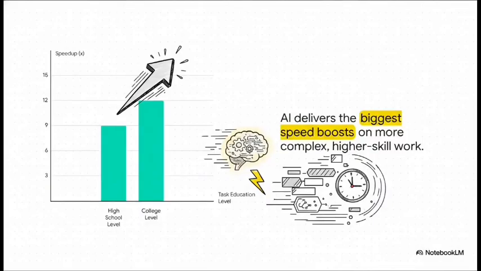First up, the really good news, especially if you're excited about productivity. The data shows that AI gives the biggest speed boosts on the hard stuff, the more complex, higher skill work. Get this. For tasks that need a college-level education, people saw a staggering 12x speed up. A 12 times speed up. I mean, this is exactly where that whole productivity miracle idea comes from.